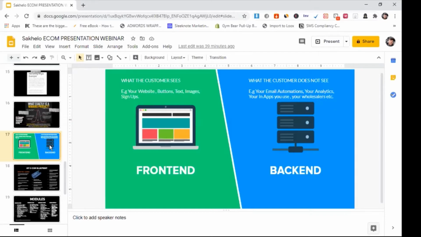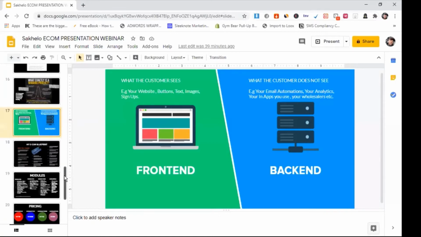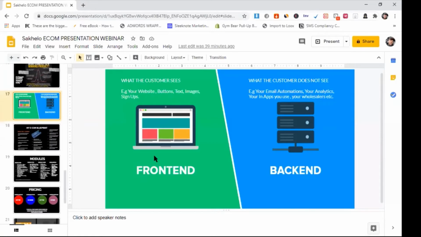And then the back end is everything that they can't see. It's what you can see. It's how you manage your emails inside of the websites. It's which apps you use to actually get customers and traffic, to do your emails, etc. And your wholesalers also count as your backend, because your customers don't know which suppliers you use. So it's considered your backend. That's just the easiest way I can explain front end and back end for you.